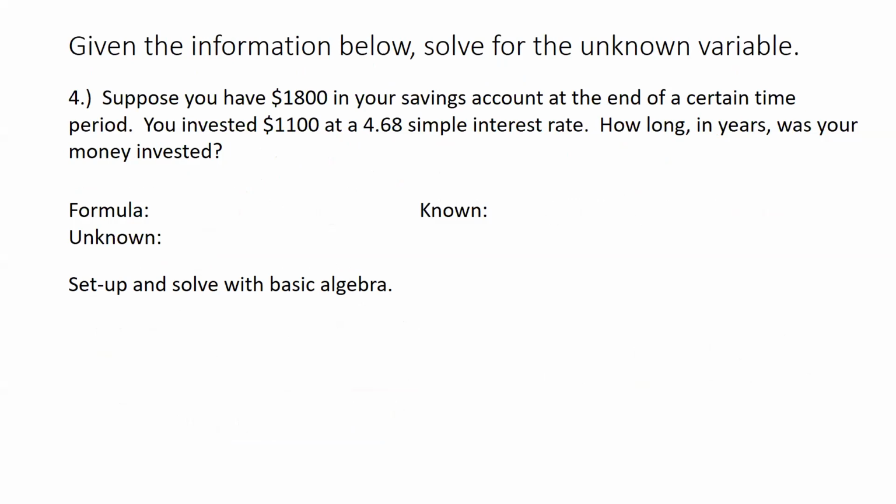So suppose I've got $1,800 in my savings account at the end of a certain time period. I invested $1,100 at 4.68% simple interest rate. How long in years was your money invested? Well, formula. Where did I get this formula from?